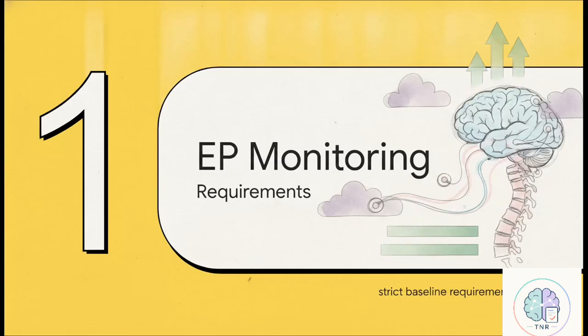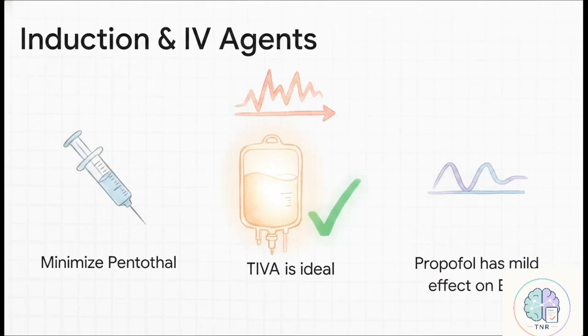Part 1. Evoked Potential Monitoring. Let's briefly look at the strict baseline anesthetic requirements we need to get clear signals without interference. So when you're inducing anesthesia, you really want to minimize pentothal. Why? Because it literally produces 30 solid minutes of suppression of evoked potentials, and we just can't have that. Overall, total intravenous anesthesia, or TIVA, is your absolute ideal setup. That means no inhalational agents at all.